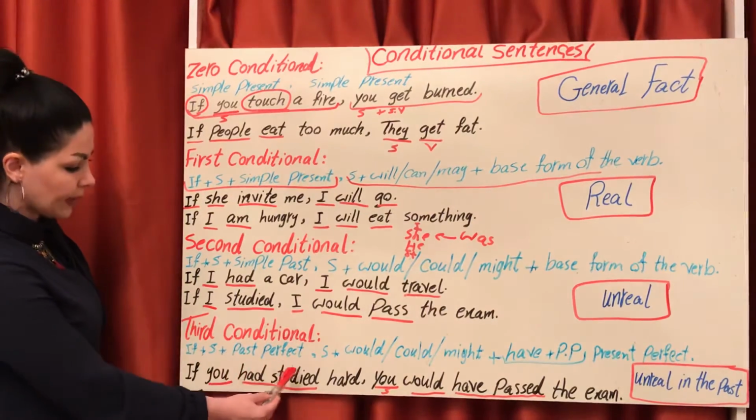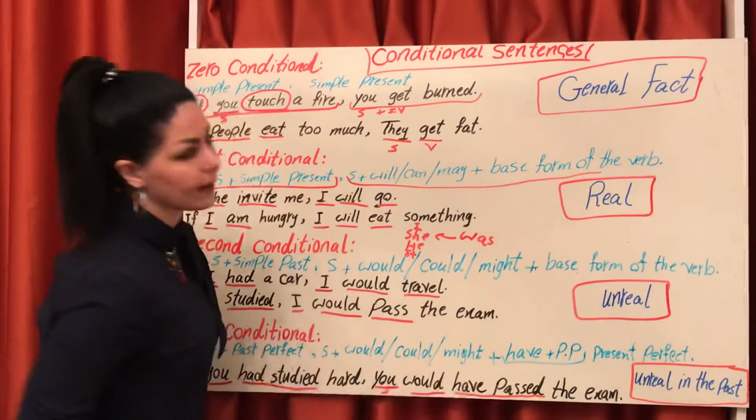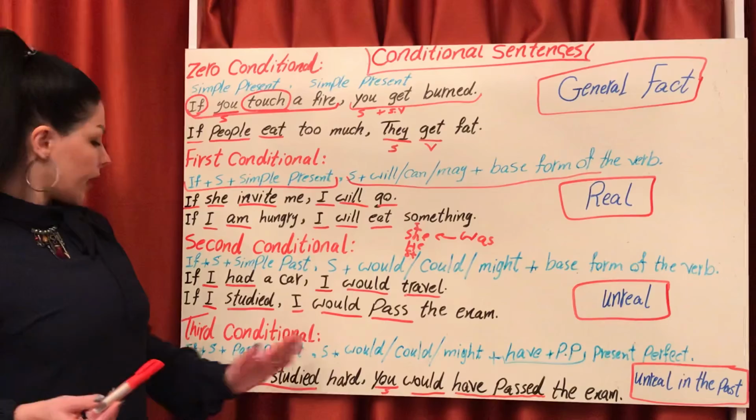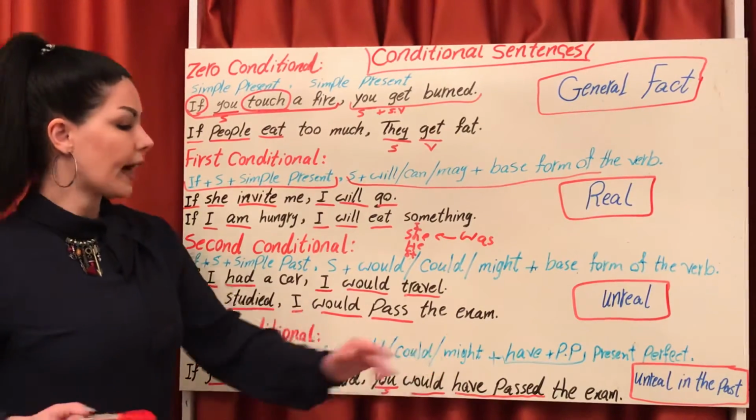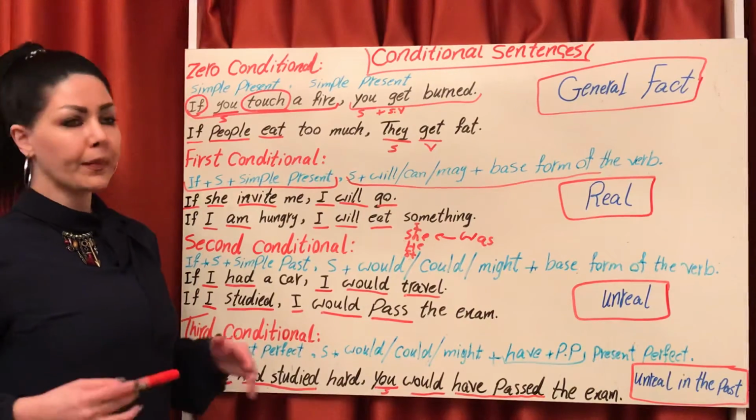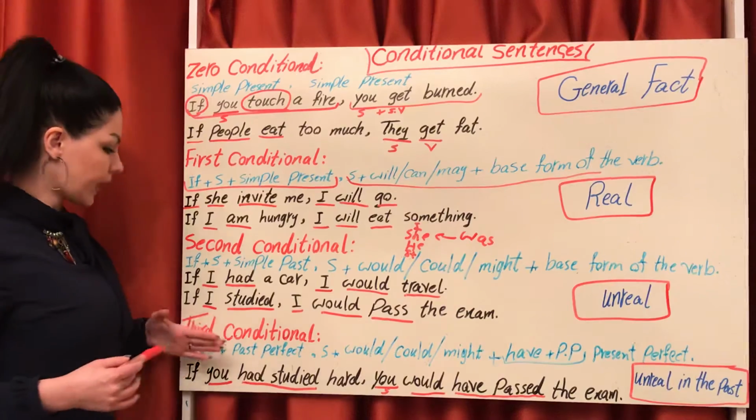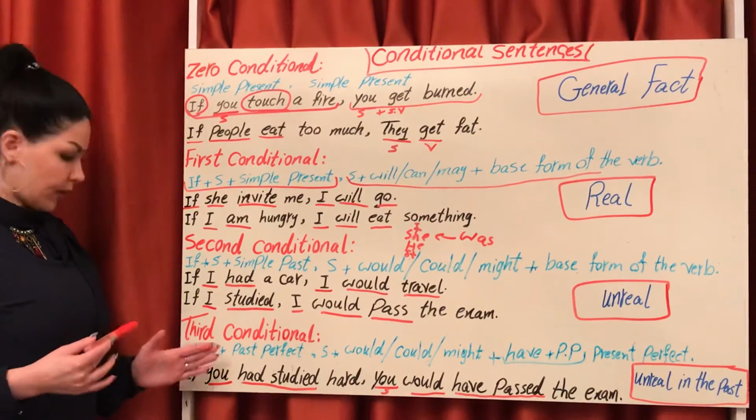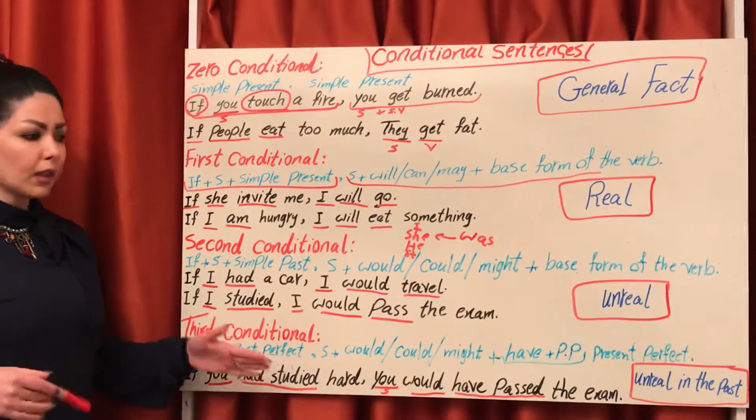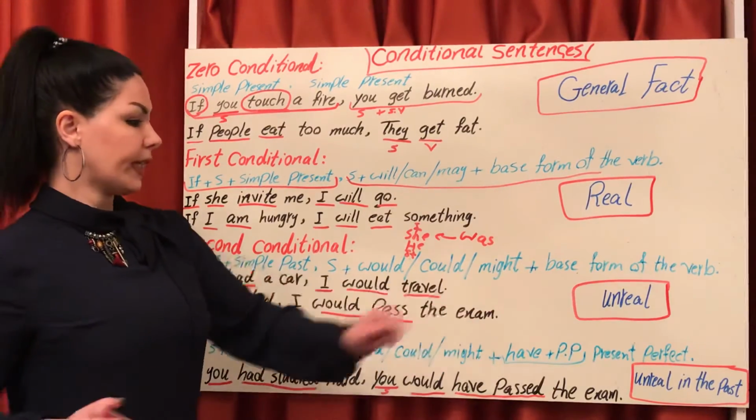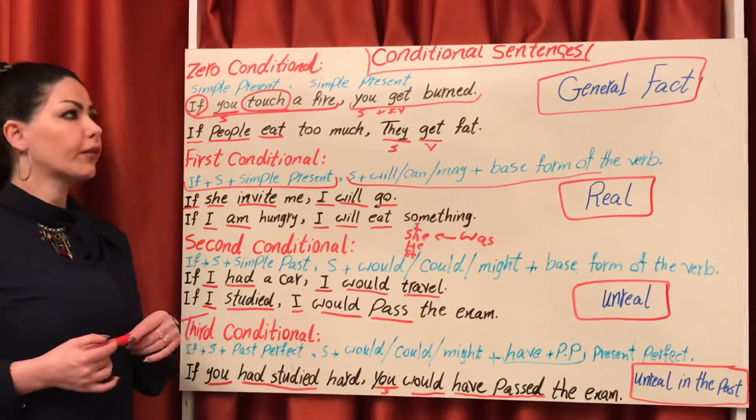If you had studied hard, you would have passed the exam. Or if you had studied hard, you could have passed the exam. You might have passed the exam. Okay, so for the if clause, if plus subject plus past perfect. For the main clause, we need present perfect. Again, I want to review for you.